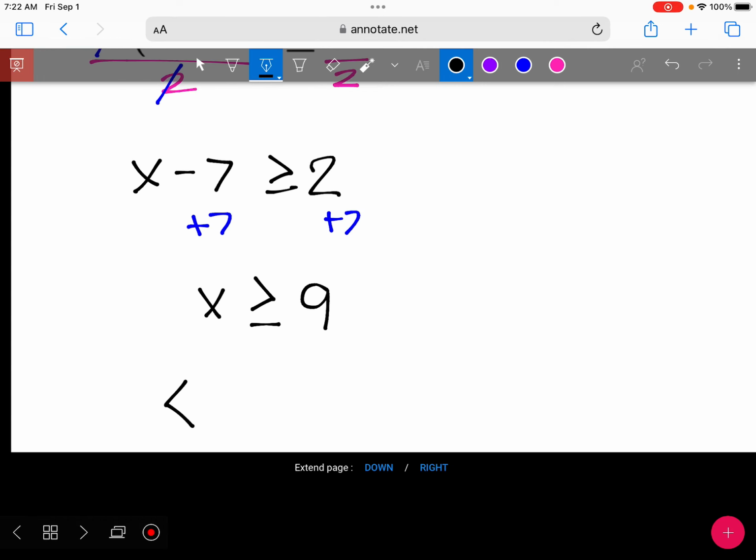So if we were to sketch this on a number line, we would start at 9. We would have a closed circle because it's equal to, and since x needs to be bigger, we're going to color this side.